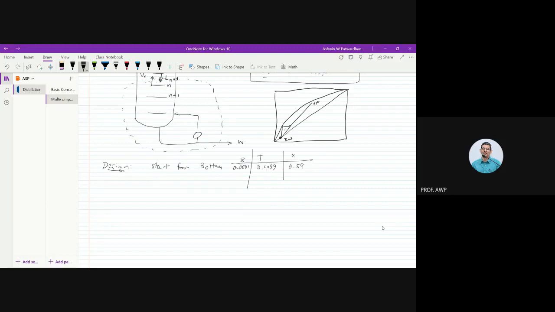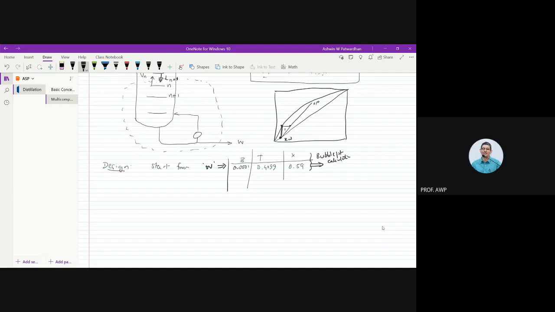Yes, sir. So this is our corresponding point from the bottom of the column. Now, don't you have to do a bubble point calculation to get to this point? Yes, sir. Then we will get here.